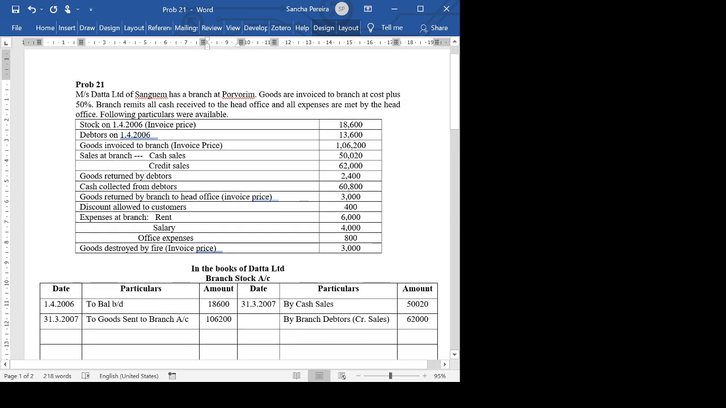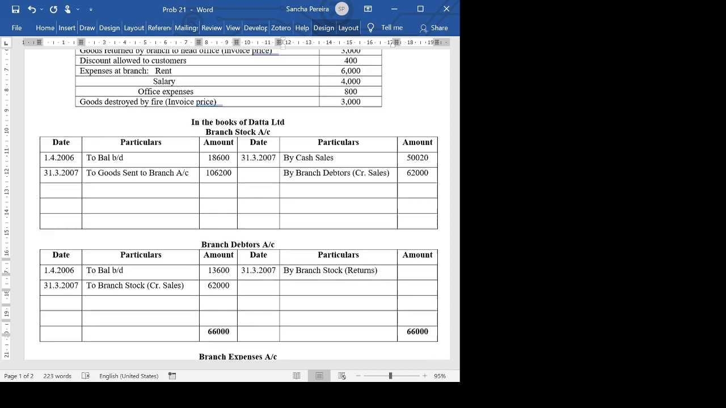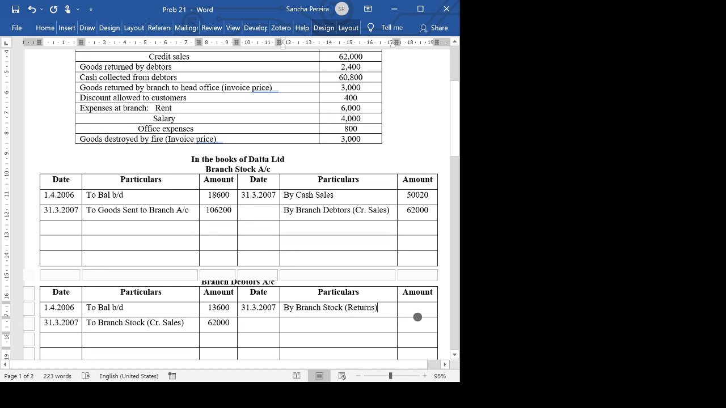Next, goods returned by debtors, 2,400. So this is going to come in the branch stock account because goods are coming back in. So branch debtors and branch stock. On 31st March 2007, I'm going to put it as by branch stock, in brackets returns, to identify what it is, 2,400. And here it will be to branch debtors, returns, 2,400.